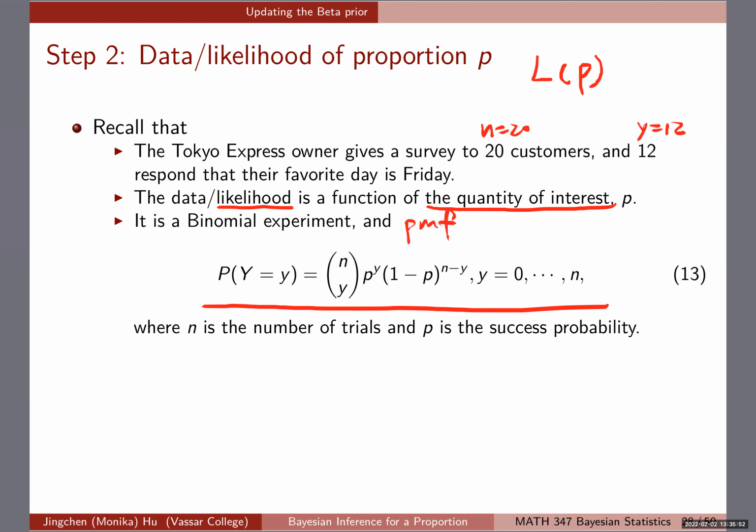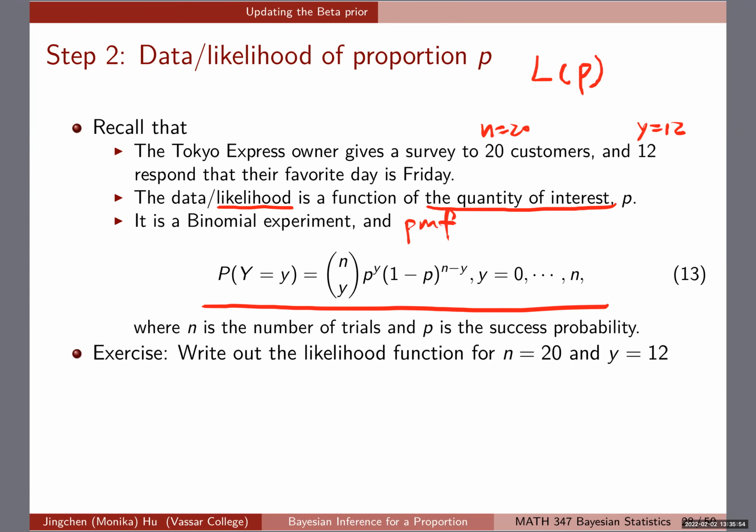And the quick exercise for you all is to write out the likelihood function one more time quickly for n equals 20 and y equals 12 when we are using this kind of notation. Okay, so just 1 minute, pretty quickly. And for anyone in the chat, I will put you in one breakout room, and then I will bring you back as well.